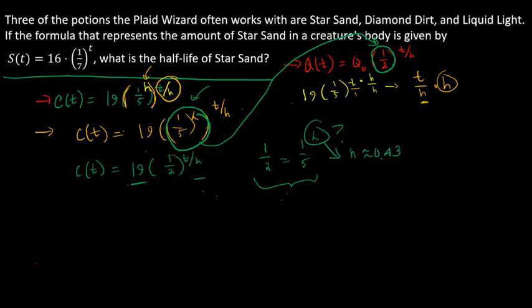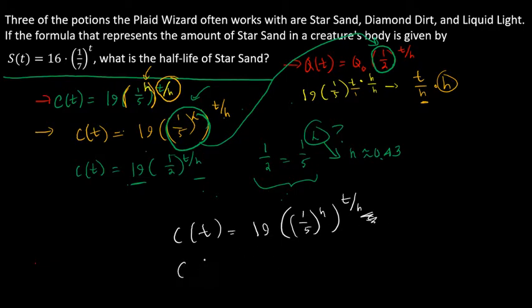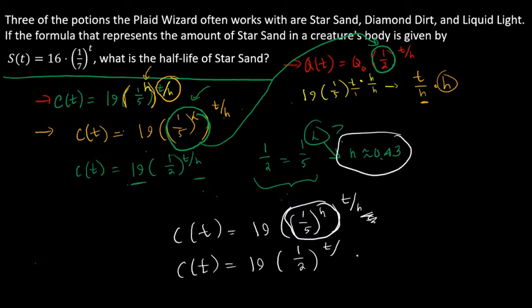So what we're saying is that I could rewrite this equation like this. C of t equals 19, then I'd have my brackets here, 1/5 to the h, to the t over h. I would just write it like that, right? Or I could write it as c of t equals 19. I know that this is equal to 1/2, right? So I can just write 1/2 to the t over, I solved for h, about 0.43.